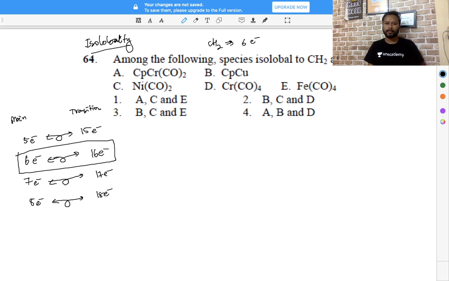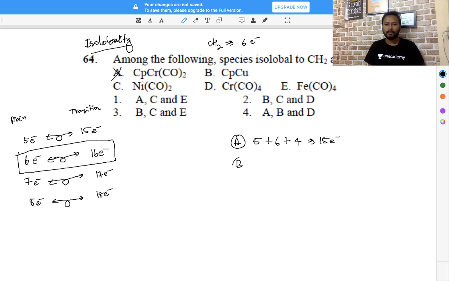If you go with option A, I'll write it down. Cp means you will have 5 electrons from the cyclopentadienyl. Chromium will give you 6 electrons. Each CO will give you 2 electrons, so that will be 4. So you have a 15 electron species. So option A is not the correct answer.